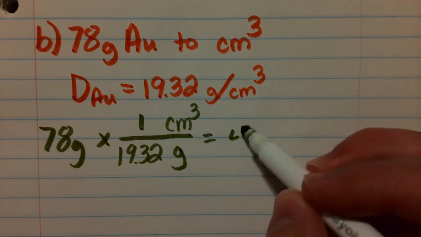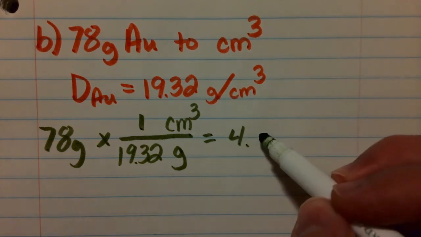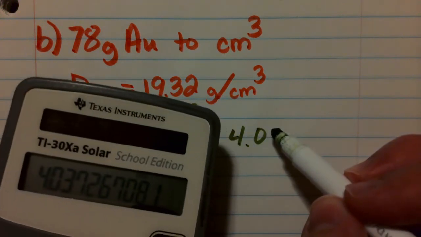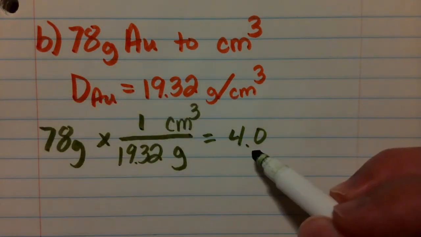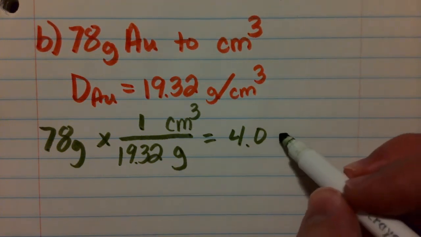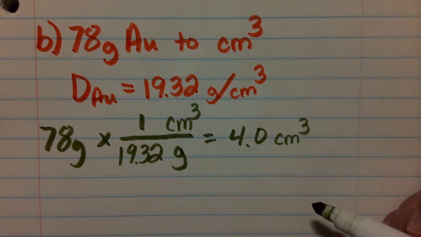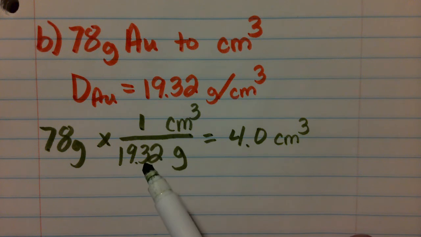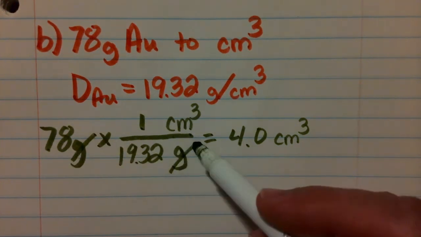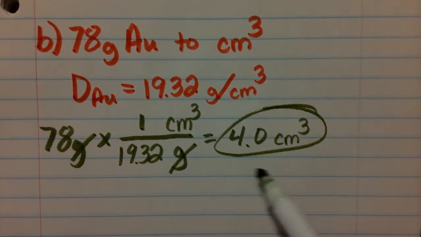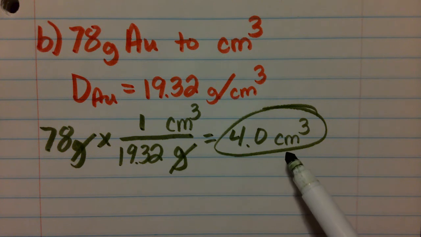and I get 4 point bunch of other digits. We're going to round to something reasonable, like 4.0, because this number only had 2 digits. 4.0 centimeters cubed. 78 grams times 1 divided by 19.32 grams. Grams cancel. Centimeter cubed didn't cancel, so there's our answer, 4.0 centimeters cubed.